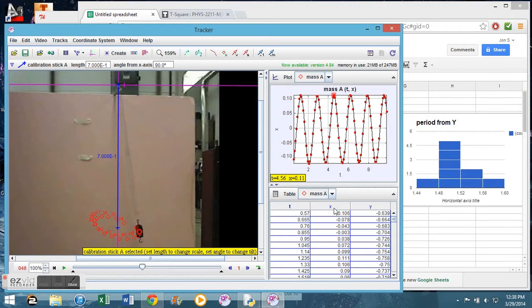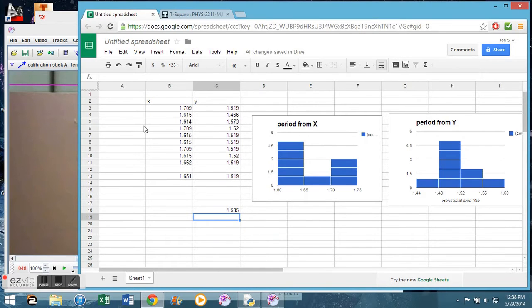From this data of time versus x and y position, we can gather the period data. The period is, of course, the time between the consecutive peaks and troughs. And over here we have gathered that data. Over here we have the periods from the x positions and the periods from the y positions. And we have graphs to visualize the data. The y positions are a little more bell curvy.